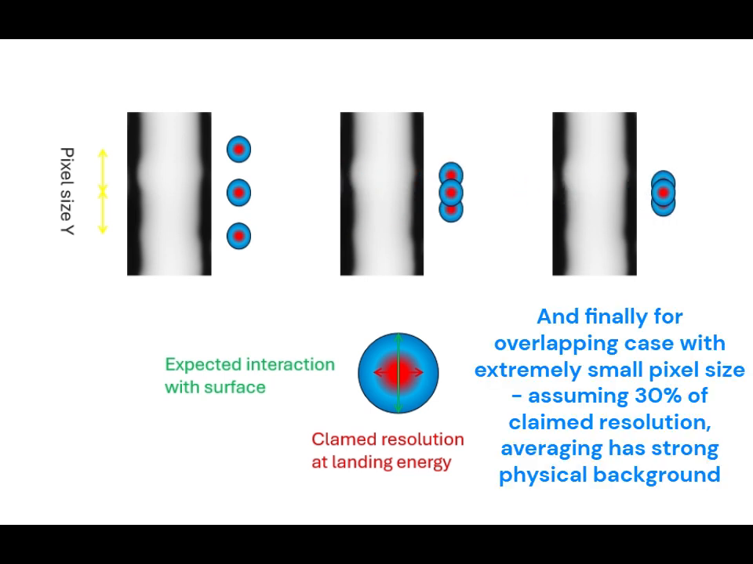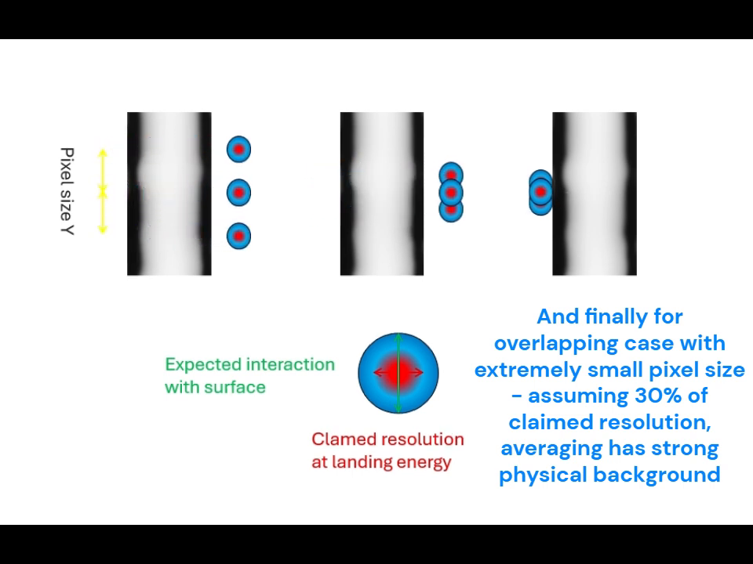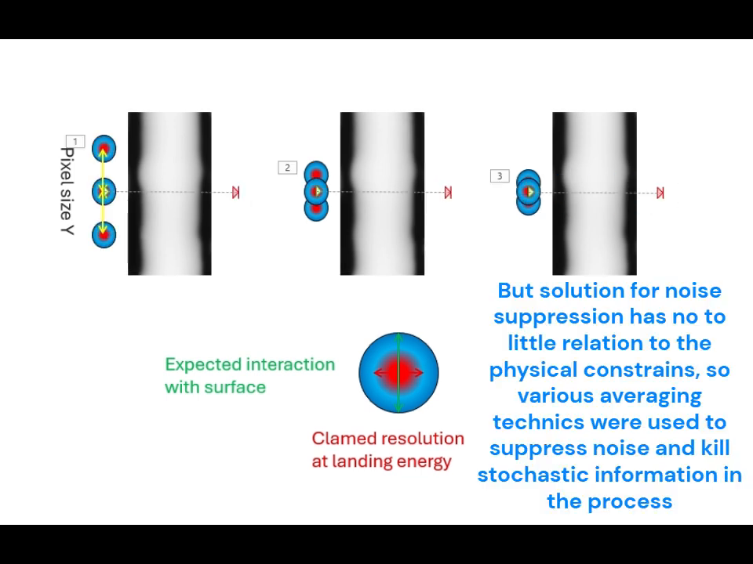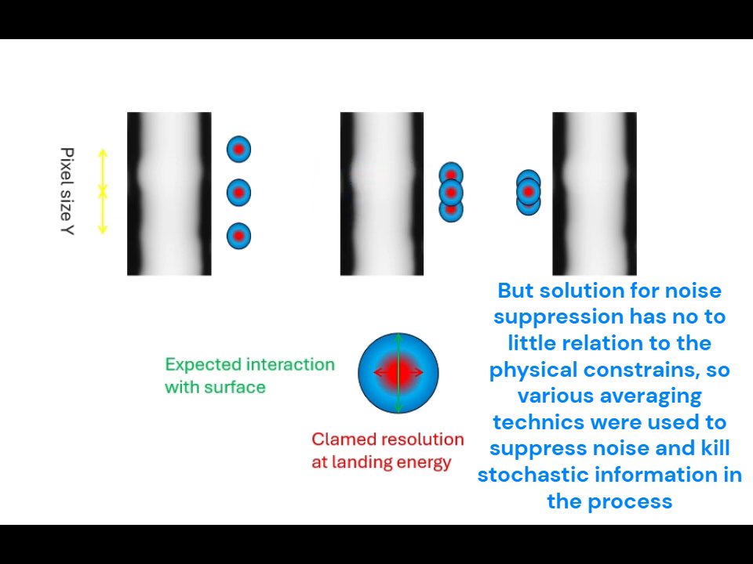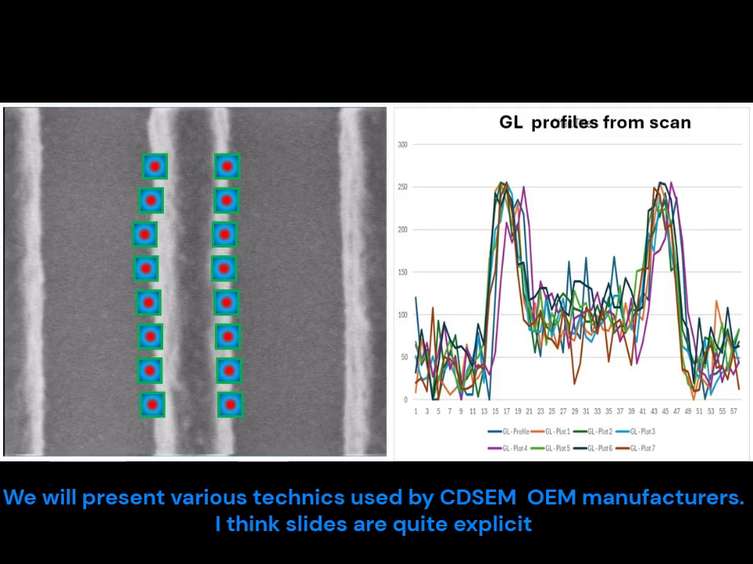And finally, for the overlapping case with extremely small pixel size, assuming 30% claimed resolution, averaging has a strong physical background. But the solution for noise suppression has little to no relation to the physical constraints, so various averaging techniques were used to suppress noise and kill stochastic information in the process. We will present various techniques used by CD-SEM OEM manufacturers. I think slides are quite explicit.